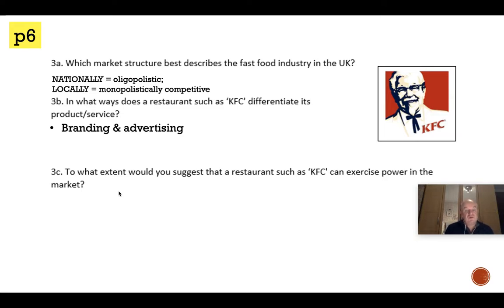In this instance, they're constantly trying to develop a brand, trying to develop some awareness, maybe advertise offers to try and encourage people to buy again, or to maybe come and try them for the first time. Okay, so branding and advertising, very, very important in terms of differentiating its product. Basically, what do they sell? They sell fried chicken, as do a whole number of other organizations. But the brand and the heritage of that brand and the way they advertise is a way in which they differentiate themselves.